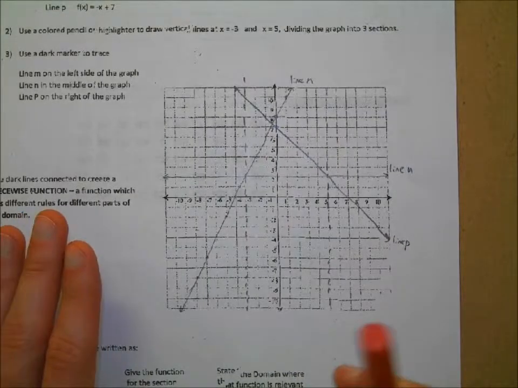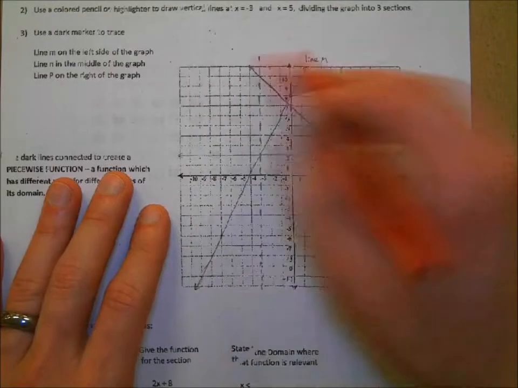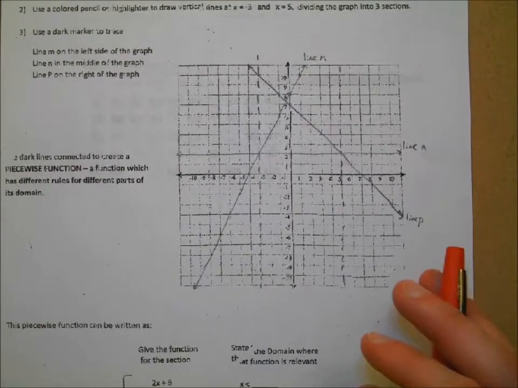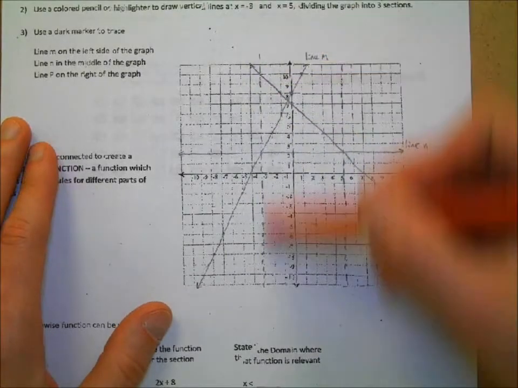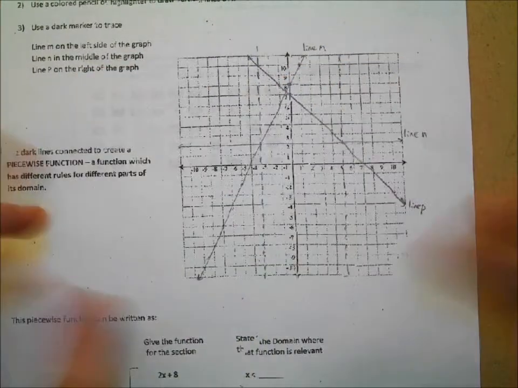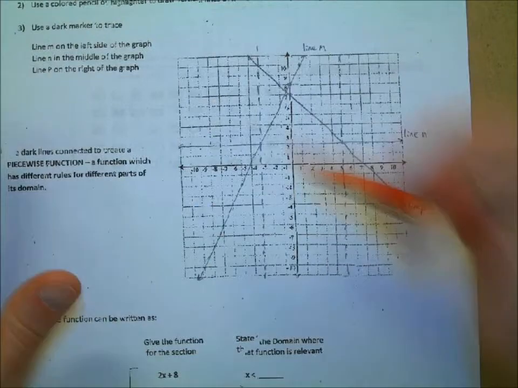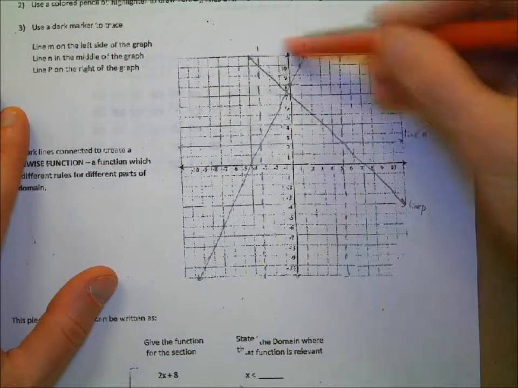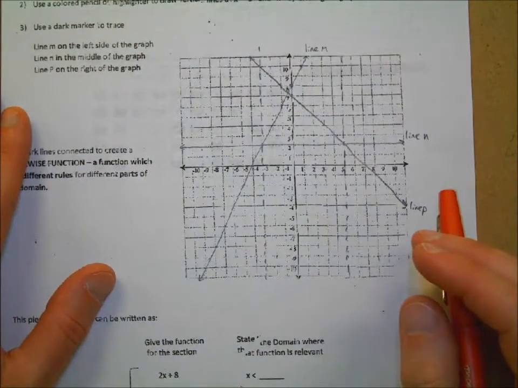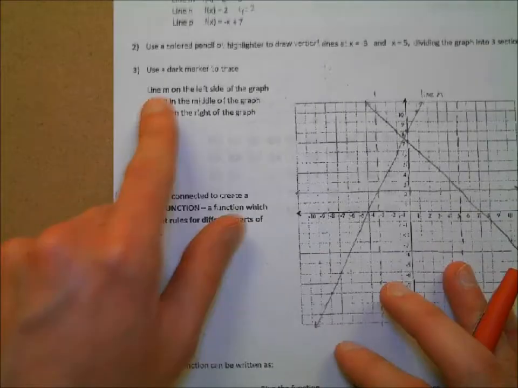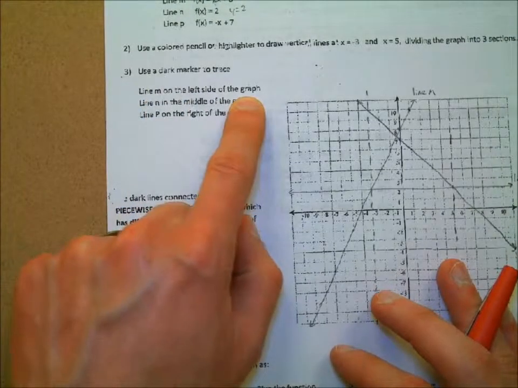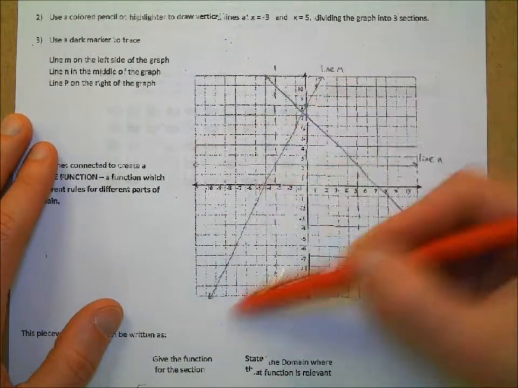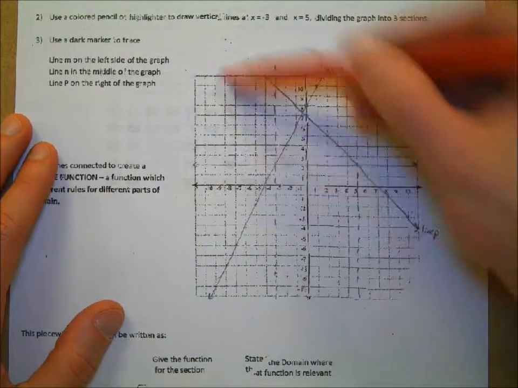So we have 3 graphs, 3 lines, so far so good, right? Then we took these 2 vertical lines and we're breaking up our whole graph into 3 sections: this left section, this middle section, this right section. The directions say trace line M on the left side of the graph. So let's look over here. Here's the left section.